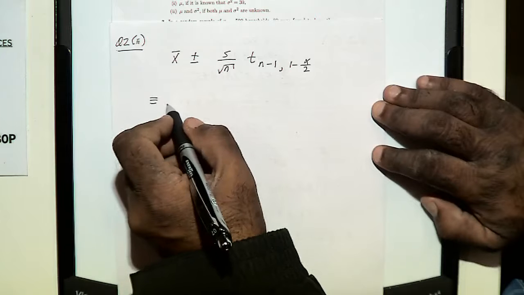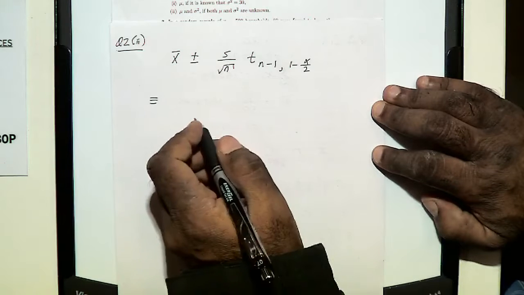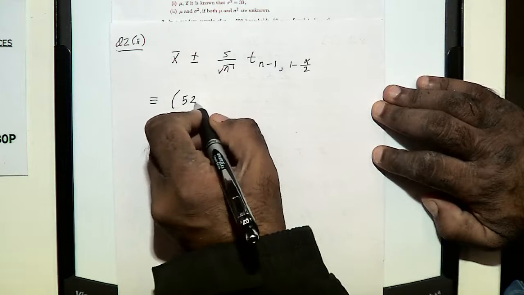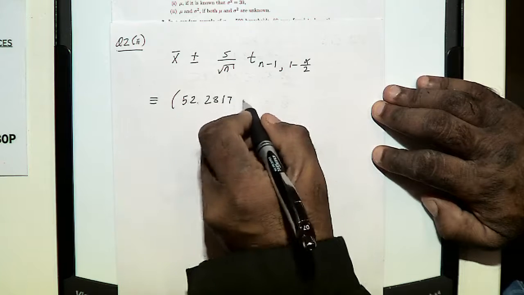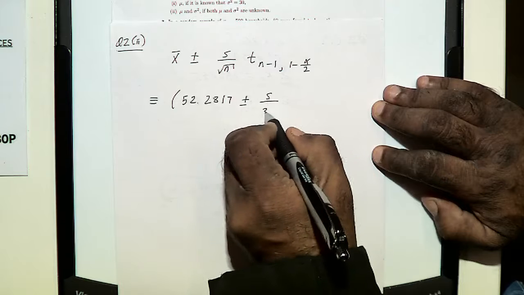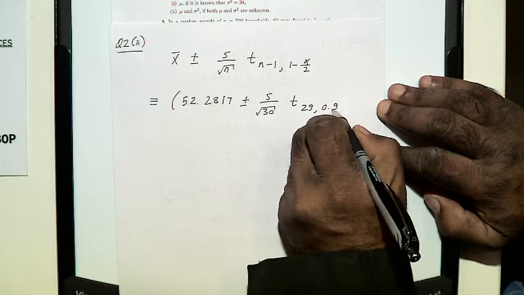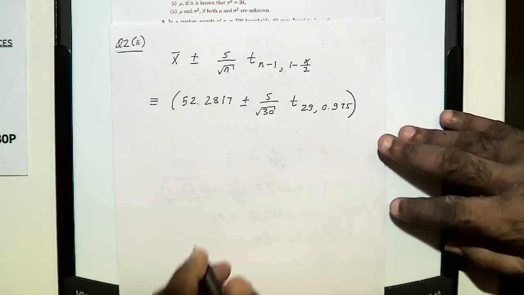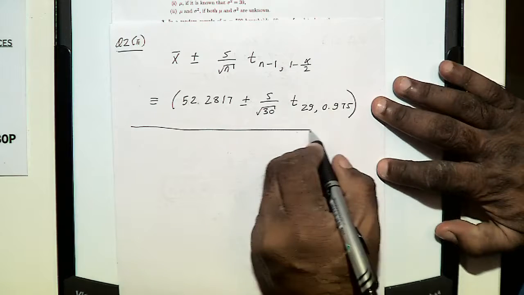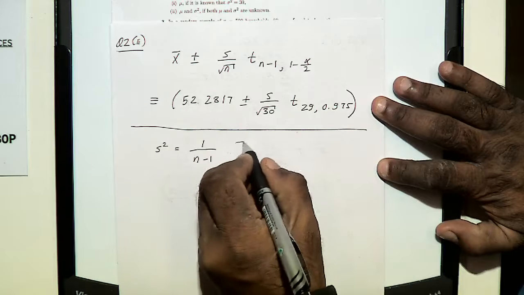So this is going to be x bar, which we already know, 52.2817. I will come to s in a minute. s divided by square root of n, times t with n minus 1 equal to 29 degrees of freedom, at 0.975. Remember, s is the sample standard deviation. Now, let me put a box here. s squared is defined as, this is the definition of s squared.